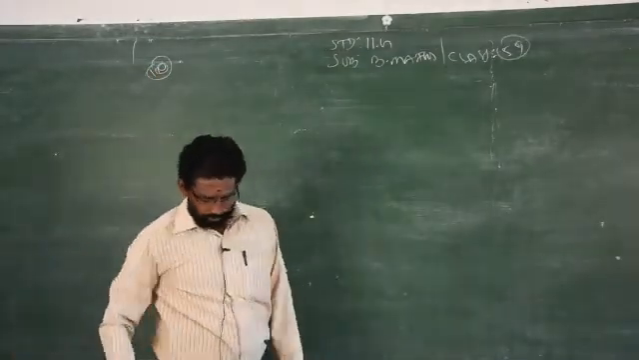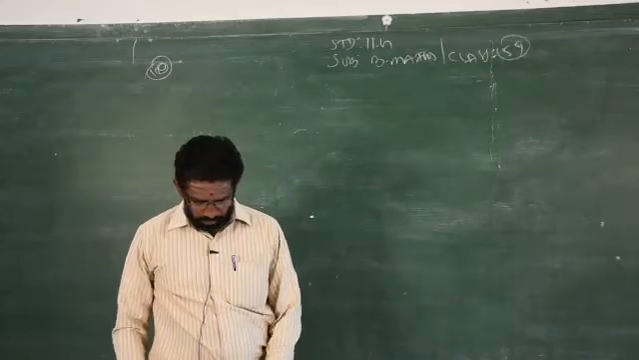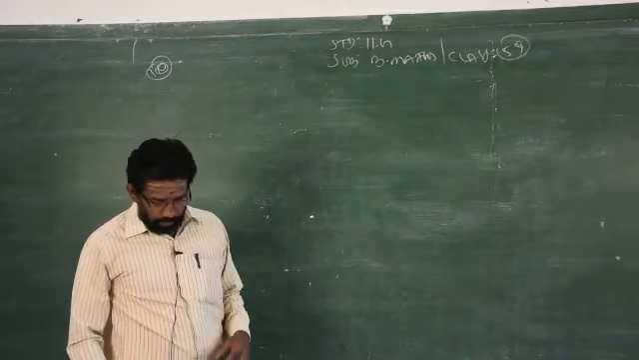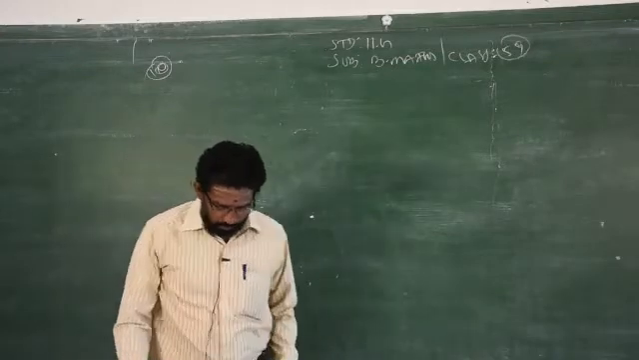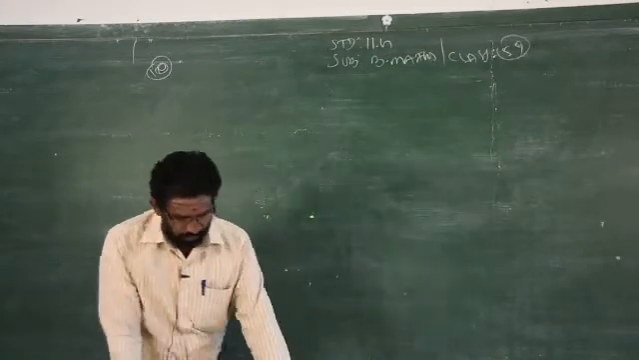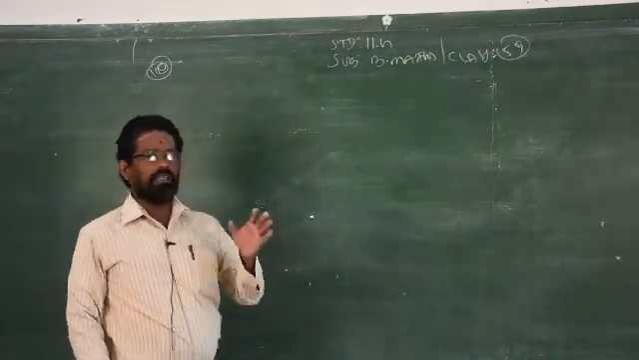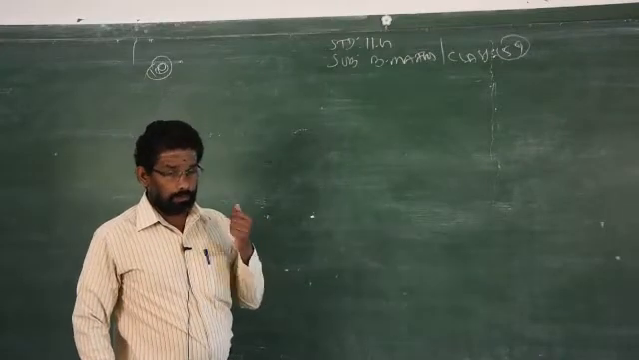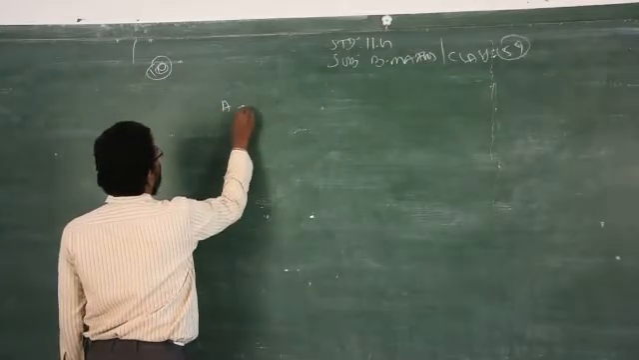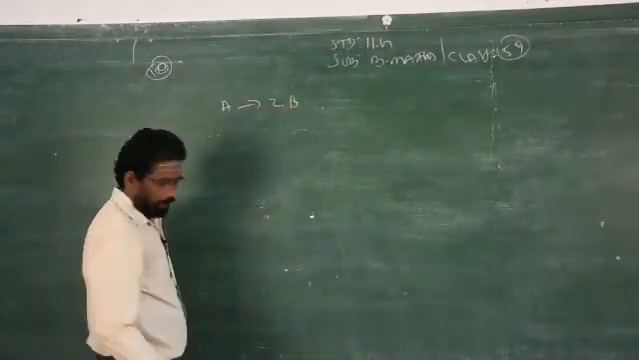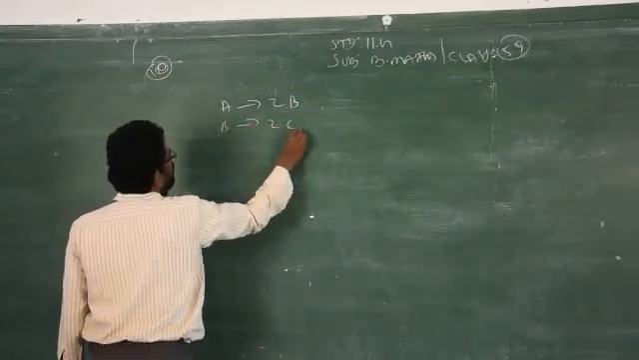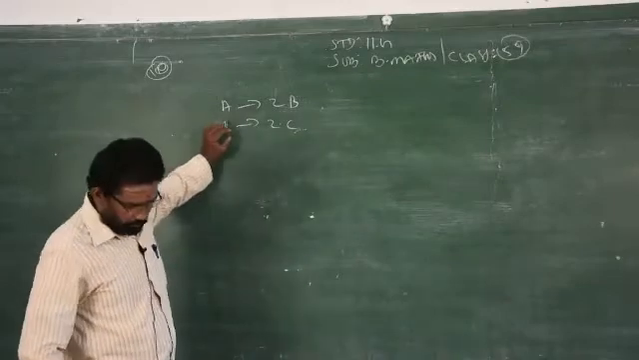Now sum number 10. Three horses A, B, C are in the race. A is twice as likely to win as B, and B is twice as likely to win as C. What are the respective probabilities of winning? So three horses are there, A, B, C in the race. It is given that A is twice B, where B is twice C. This is given already in the information.